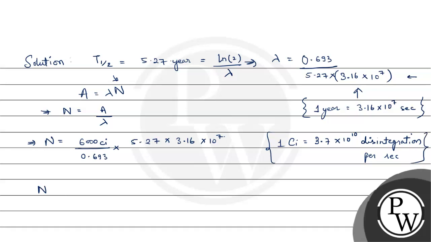So from here we can calculate the value of n is equal to 6000 into 3.7 into 10 to the power 10 into 5.27 into 3.16 into 10 to the power 7 upon 0.693. On performing this calculation, we get n is equal to 5.33 into 10 to the power 22.